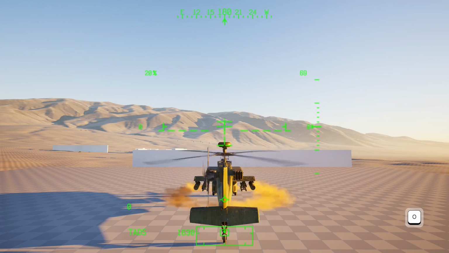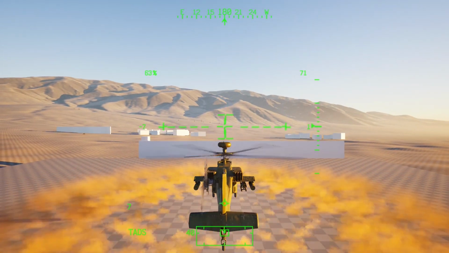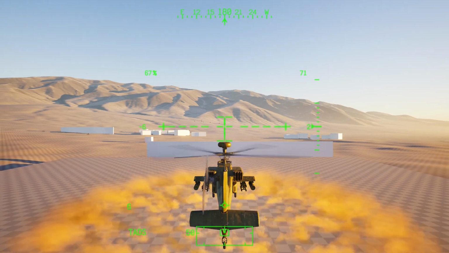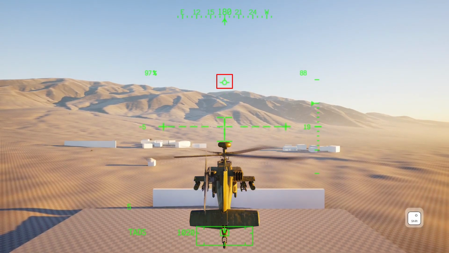Let's turn the engine on, and the helicopter is in the air. Now I will increase collective to ascend, and this symbol has changed its position. It is a velocity vector indicator which shows where the helicopter is heading.